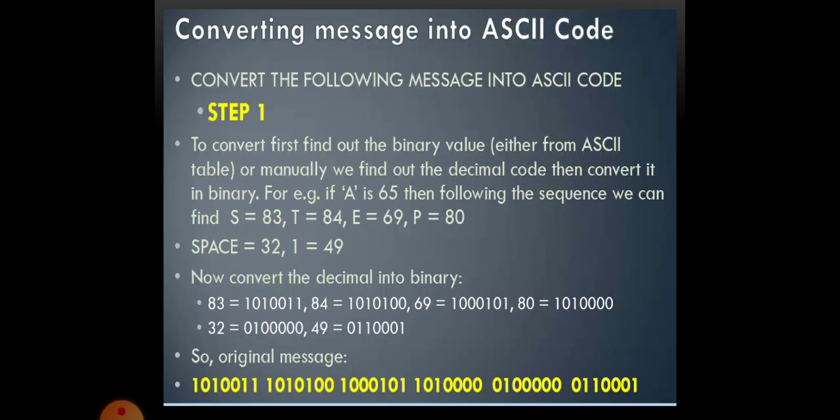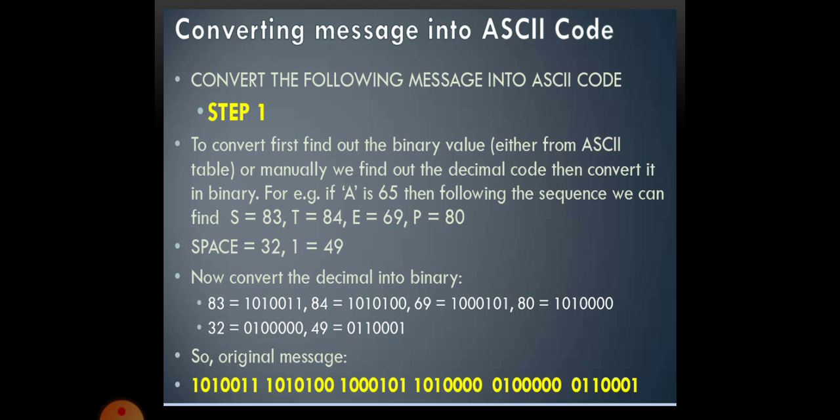Converting a message into ASCII code. How to convert the message into ASCII code? Convert the following message into ASCII code. Step 1. To convert, first find out the decimal code, either from the ASCII table or manually, then convert it into binary. The message is STEP 1, where space equals 32 and 1 equals 49. Now convert the decimal into binary.